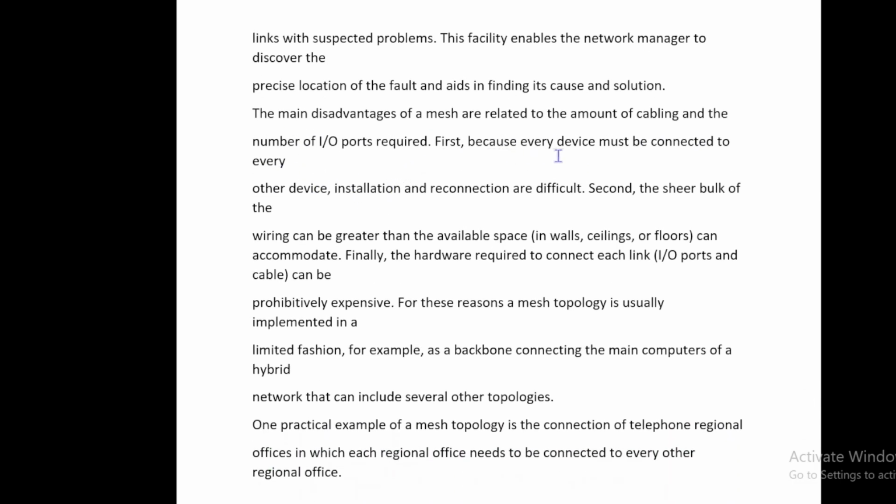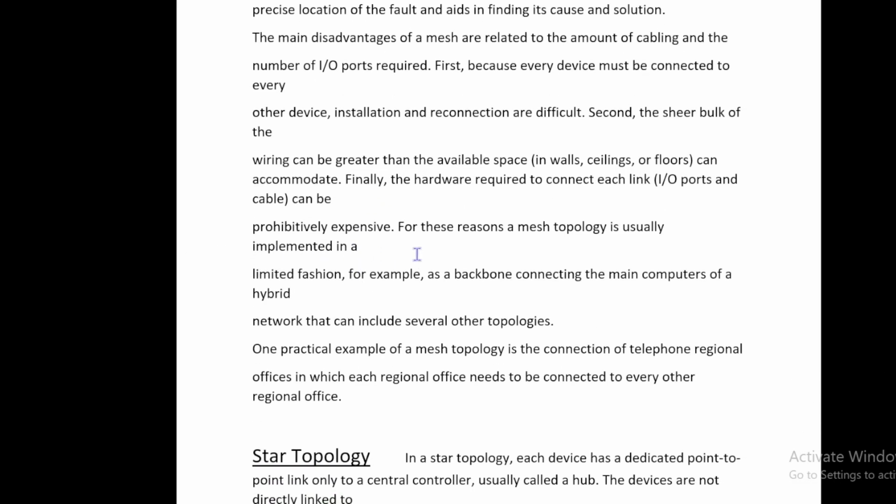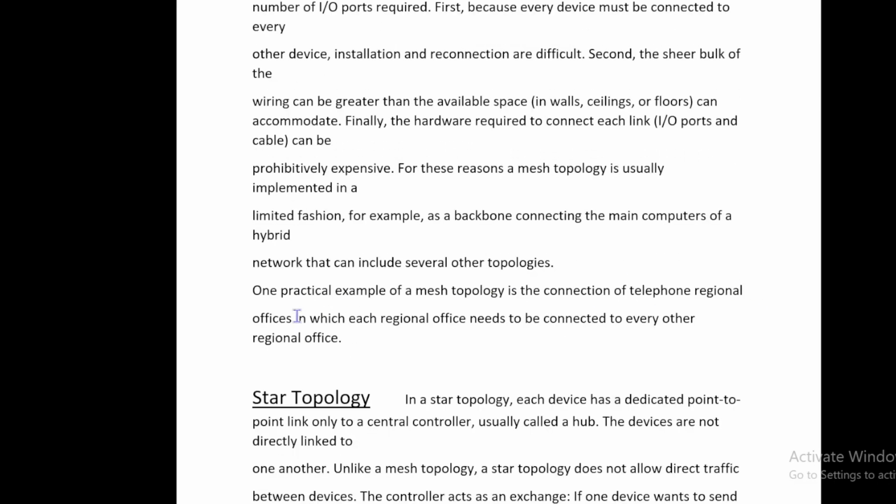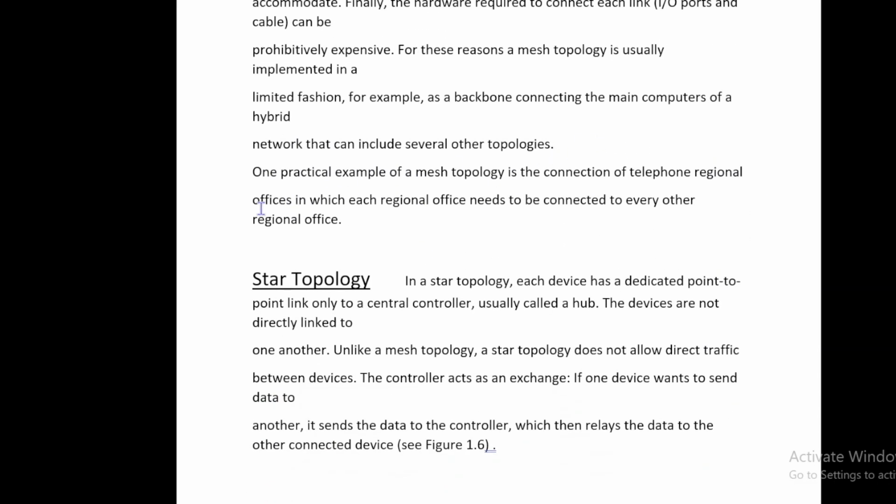First, because every device must be connected to every other device, installation and reconnection are difficult. Second, the sheer bulk of the wiring can be greater than the available space in walls, ceilings, or floors can accommodate. Finally, the hardware required to connect each link, I/O ports and cable, can be prohibitively expensive. For these reasons, a mesh topology is usually implemented in a limited fashion, for example, as a backbone connecting the main computers of a hybrid network that can include several other topologies. One practical example of a mesh topology is the connection of telephone regional offices in which each regional office needs to be connected to every other regional office.